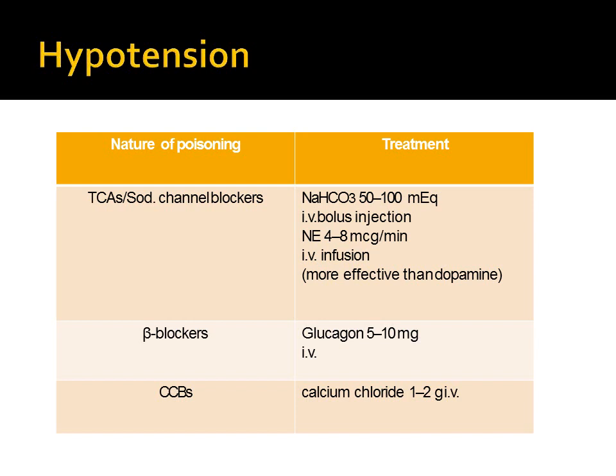If it is due to beta blockers, the drug of choice for treating hypotension is glucagon, which is given as 5 to 10 milligrams IV. If it is a calcium channel blocker, we give calcium chloride, and the dose in this case is 1 to 2 grams IV.